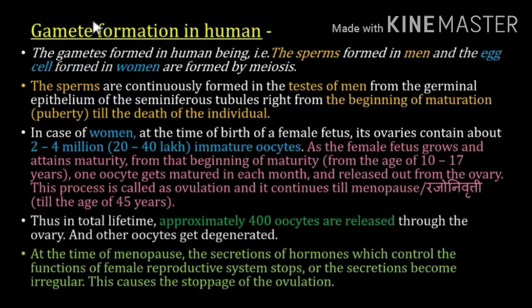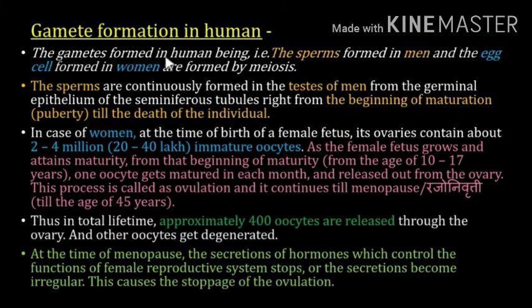Standard 10th Science and Technology Part 2, Chapter number 3, Life Processes in Living Organisms, in which now we are going to study sexual reproduction in human beings. In that, the next part, that means the next video, is based on gamete formation in humans.